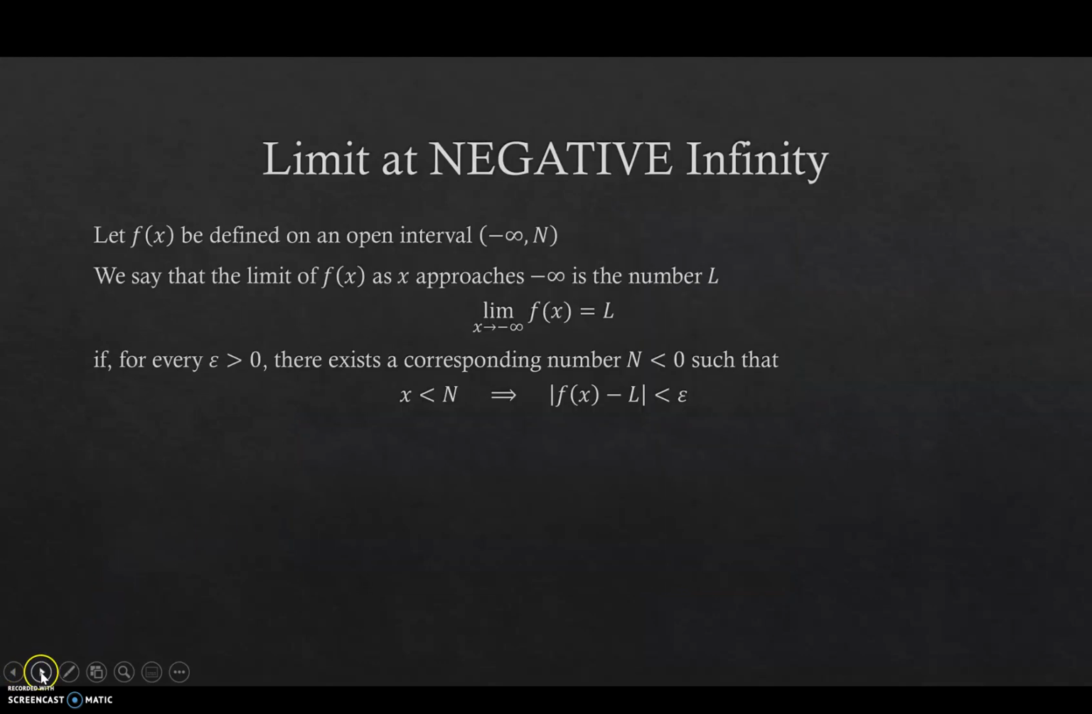Okay. Now, similarly, if I do the limit at negative infinity, I want to choose some number that is less than n. I want to choose some big negative number, okay? So let f of x be defined on an open interval from negative infinity to n. We say that the limit of f of x as x approaches negative infinity is the number L with this notation, if for every epsilon greater than 0, there exists a corresponding number n less than 0, that's how I'm defining it as negative, such that for x less than n, for x being beyond that negative number, implies that f of x is close to L within epsilon, okay?